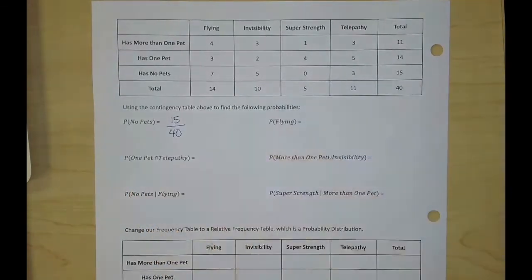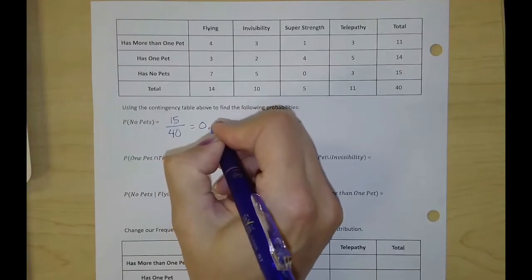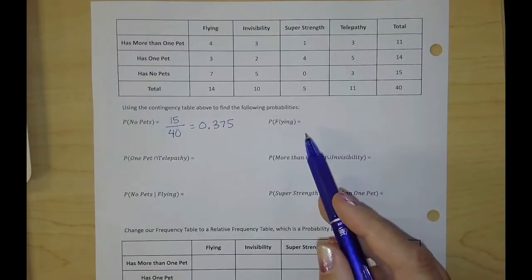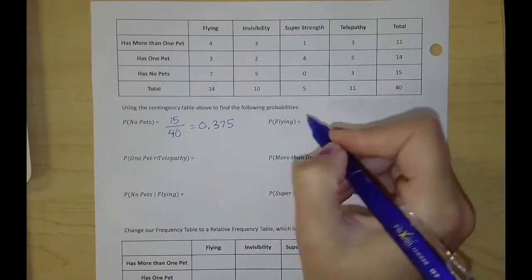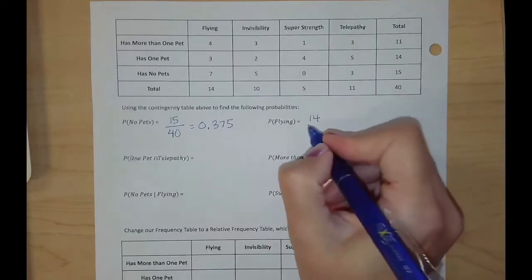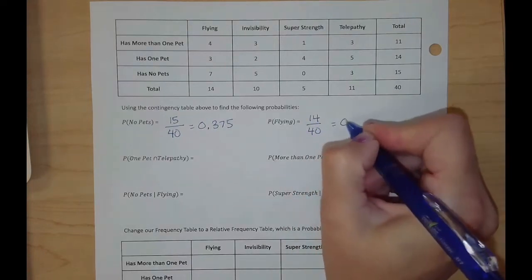Now we can put that in decimal if you want to, which I get 0.375. Probability of a flying pet. Okay, that would be 14 flying pets, 14 over the total. And that in my calculator is 0.35.